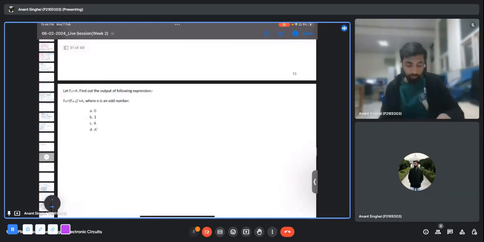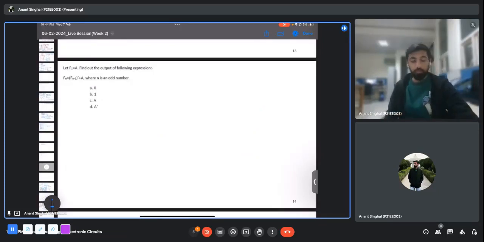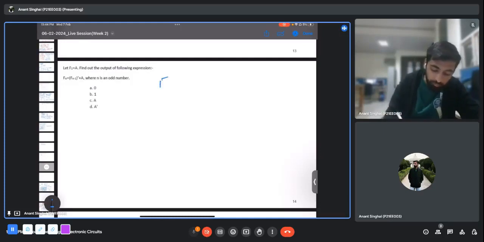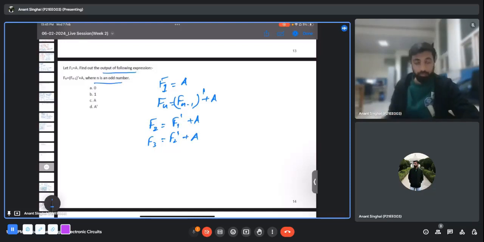Now let's move to the next question. In this question, this is an expression question. It is said that f1 is given as a and fn is given as f(n minus 1) complement plus a. So basically what it is trying to say is f2 is f1 complement plus a. Similarly, f3 is f2 complement plus a. Now the question says we need to find the output when n is odd. So there must be a pattern that this question is following.